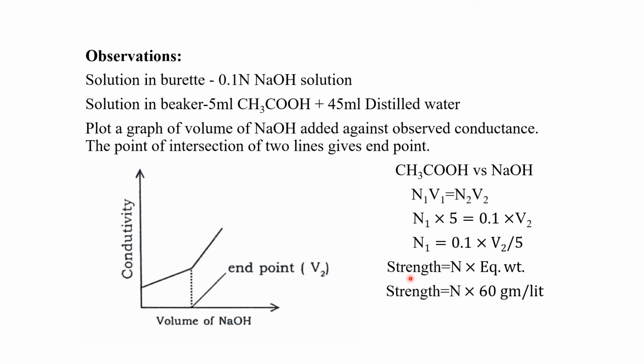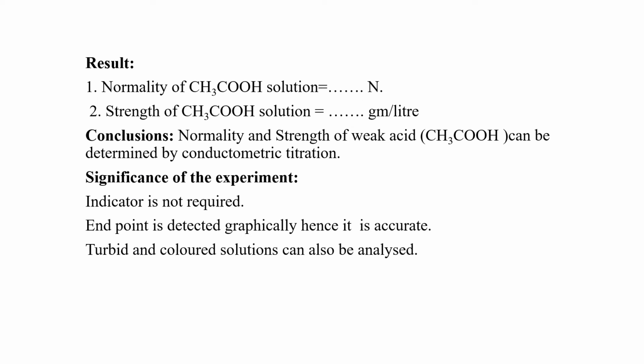From this we will get the normality, then we can calculate the strength, which is equal to normality into equivalent weight. The equivalent weight of acetic acid is 60. So put this value and determine the strength in grams per liter. Result: the normality of acetic acid solution we have to mention in normal. Then the strength of acetic acid solution, whatever the amount, mention it in grams per liter.